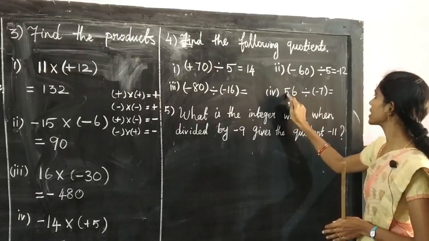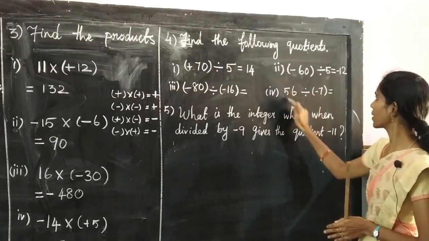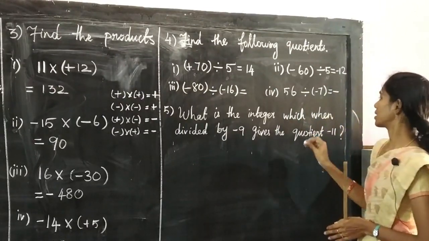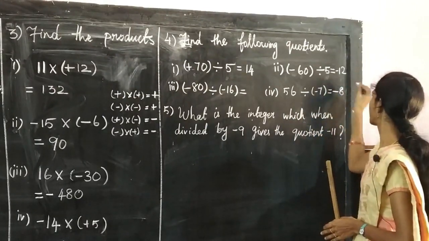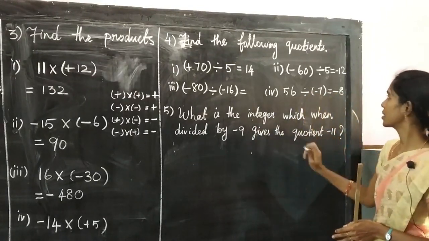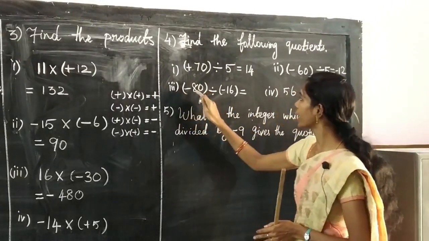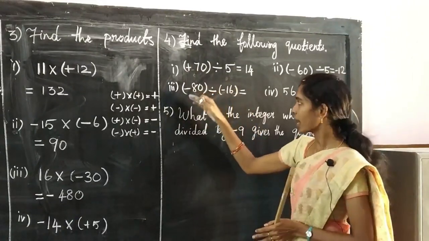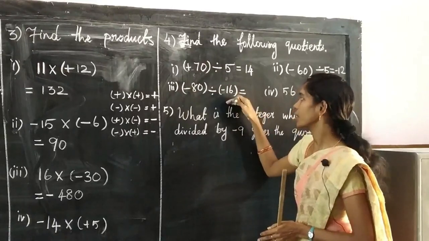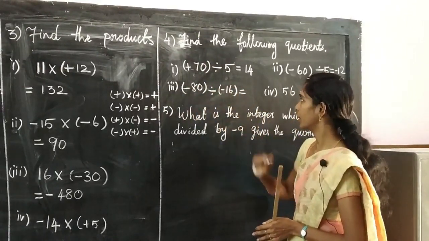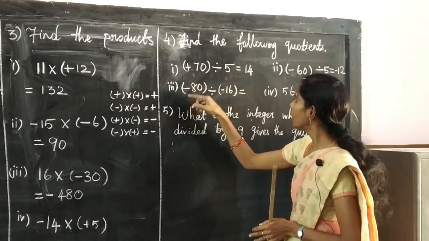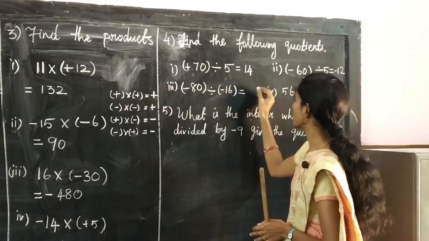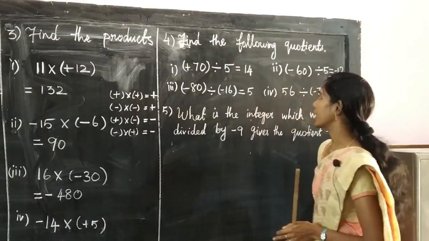And this one, 56 divided by minus 7, dividing a positive integer by a negative integer. So we will get a negative answer. 7 eights are 56, so minus 8. Then come to this one, minus 80 divided by minus 16. Both are negative integers; we are dividing a negative integer by a negative integer. So the negative signs are cancelled, and we will get only a positive integer. 16 fives are 80.